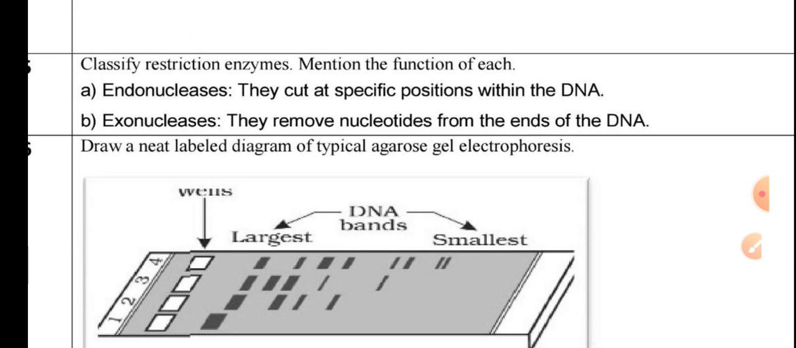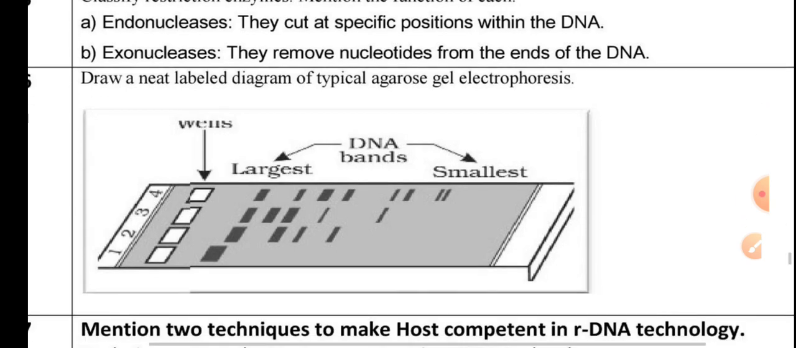Classify restriction enzymes, mention the function of each. Endonucleases cut at a specific position within the DNA; they are called endonucleases. Then exonucleases remove nucleotides from the ends of the DNA.